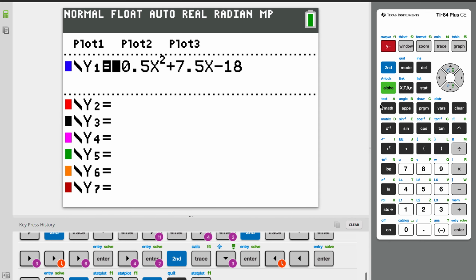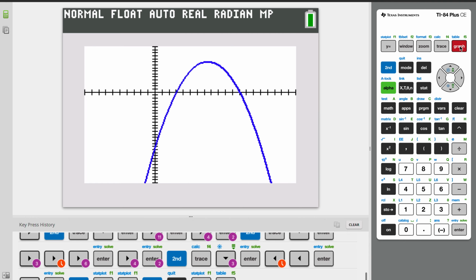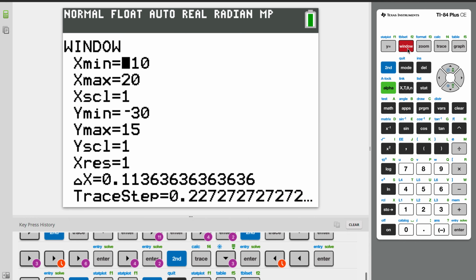To get that x, you just have to press this button. So once I have it, I'm going to graph the function. Now this is not what it looks like. You might have to adjust the window.